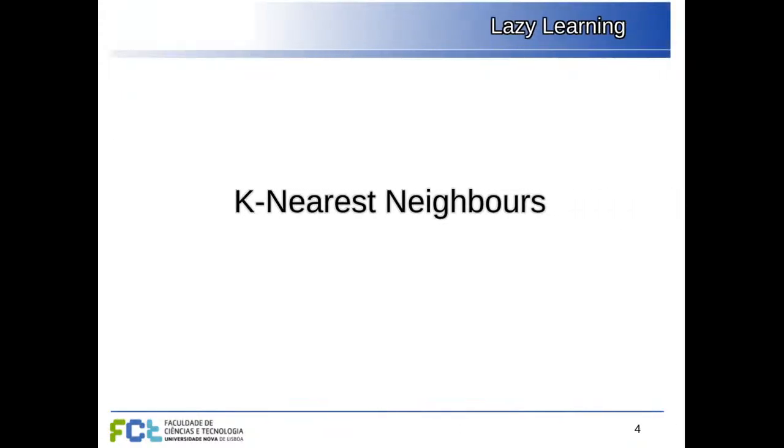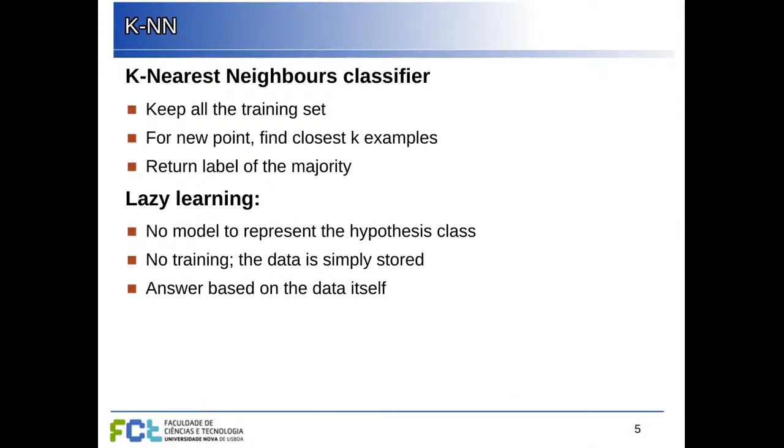So let's see an example with the k-nearest neighbors classifier. The general approach here is to keep all the training set. We just store it in memory. And when we are asked to classify a new point, we find the closest k examples in the training set, and we predict that the new point has the same label as the majority of those k examples in the training set. So this is lazy learning. We don't need a model. We don't need to fit parameters to the training data. We just store everything, and only when we are asked to predict a new value, we're going to look at the data and make our prediction.